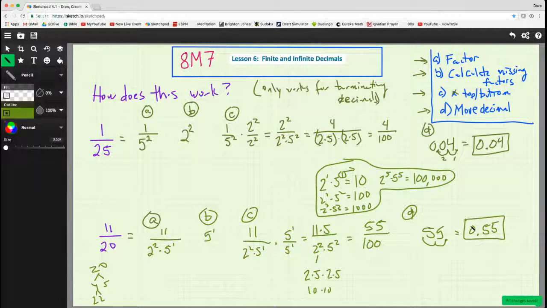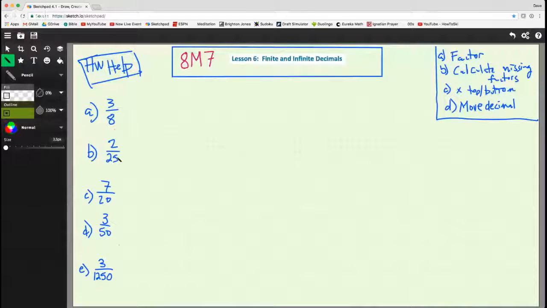Now it's your turn to do some of this math, and this is our homework help and our final screen. And our final screen has you doing 5 problems. So I want you to pause and try and do these examples. Okay, now I assume you're back.